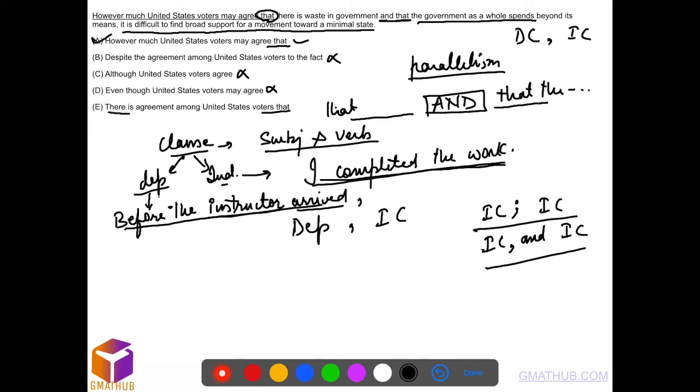If you see E, now if you replace the underlined part with this option, there is agreement among United States voters that there is a waste in government and the government as a whole spends beyond its means. This becomes independent clause, and two independent clauses should not be connected with a comma. That would be wrong.